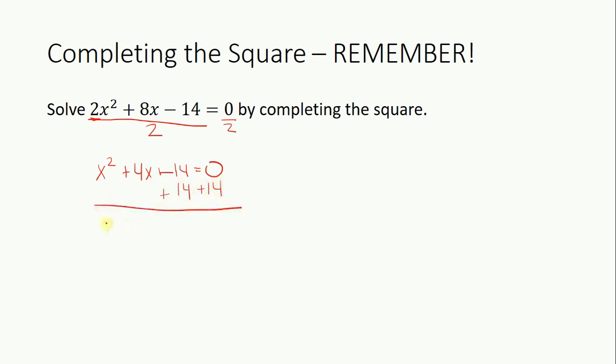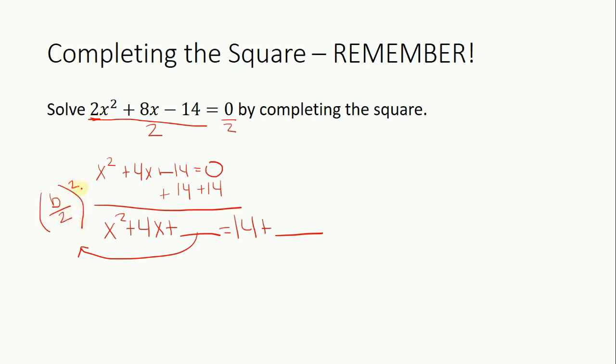Remember that? Because we had to make room for blank. So I'll have 14 on this side plus also blank. So if I add blank over here, better add blank over here. Now remember how to find blank. You take the middle number, divide by 2, and square it. 4, divide by 2, square. I think that'll be 4. So then we would factor.